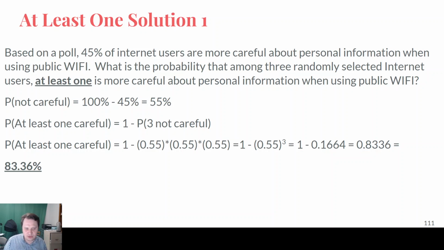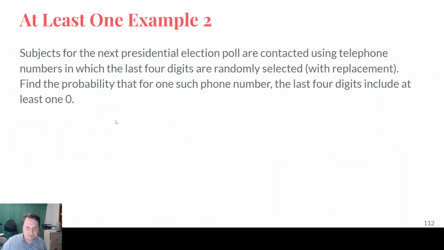And I know you may have to watch this more than once because it's a little confusing. Let's do another example. Subjects for the next presidential election. We're doing a poll where we use telephone numbers, and we're just randomly picking the last 4 digits of the number. Find the probability that for one such phone number, the last 4 digits include at least one zero.